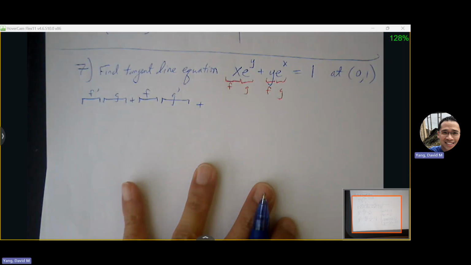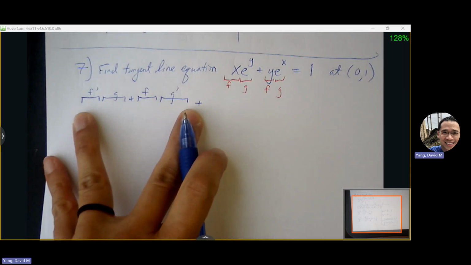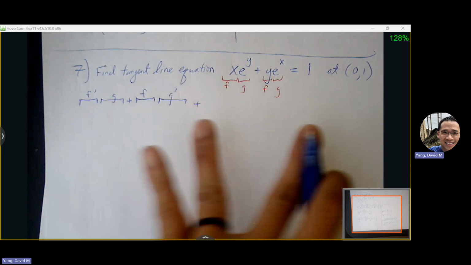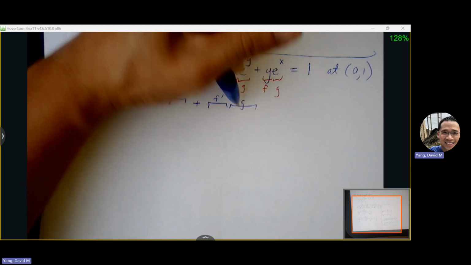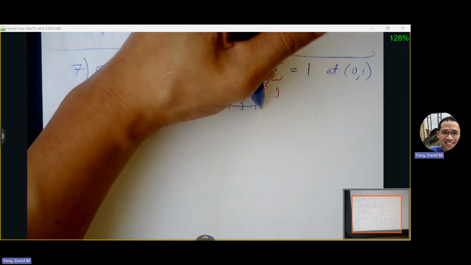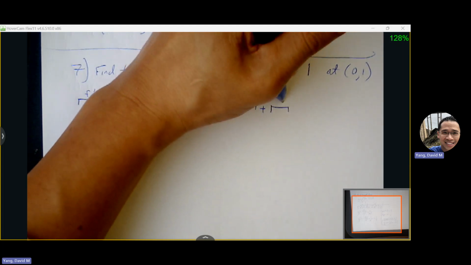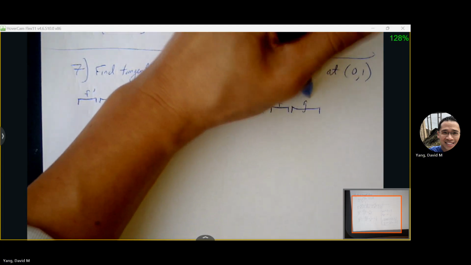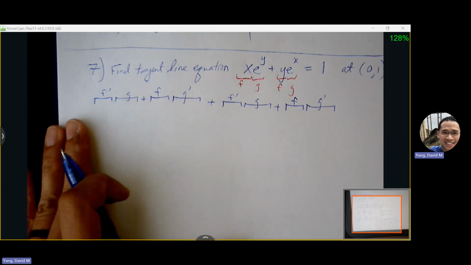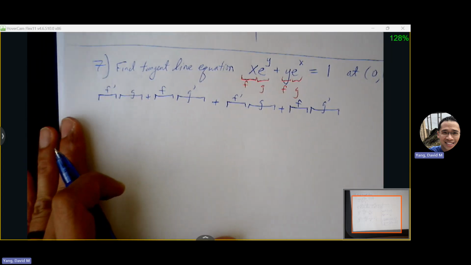So that first set of terms is for my first product rule, and then we have to do a second set here. By the way, you don't have to do all this f prime g plus f g prime as part of your work. I'm just doing it for demonstration purposes, but if it helps, that's fine.